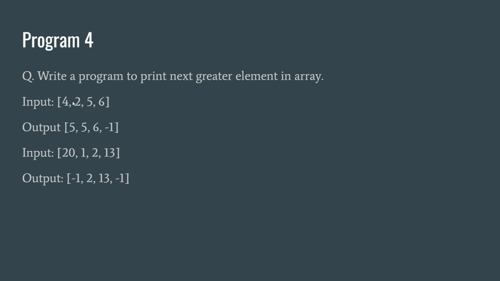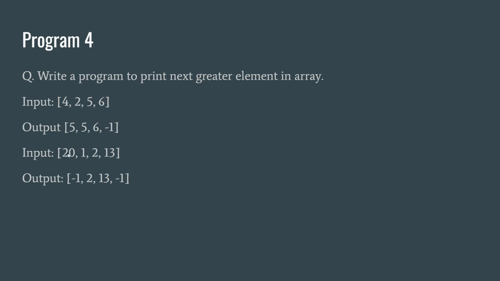Consider this example: 4, 2, 5, 6. When we evaluate it from left to right, the first element is 4. Which is the next greater element to 4 in this array? That is 5. That's why the first element in the output is 5. For 2 also, the next greater element is 5, so the second output element is also 5. For 5, the next greater element is 6, so we output 6. And for 6, there is no next greater element in the array, that's why we use -1.